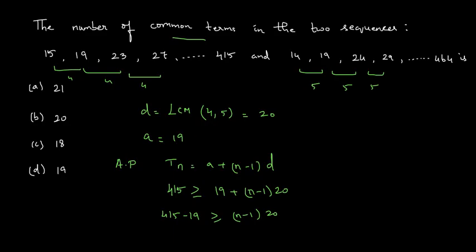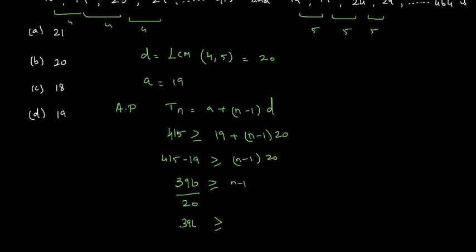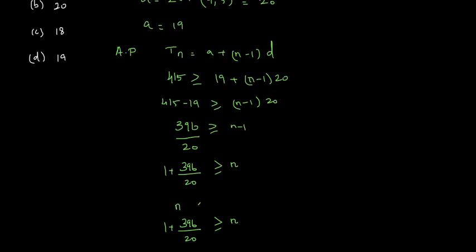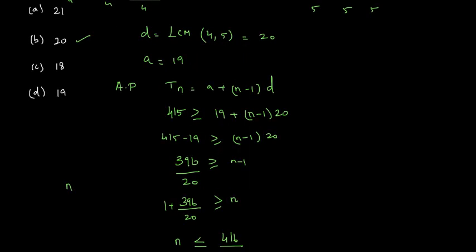Then 396 is greater than or equal to n minus 1 into 20, and we will divide it by 20. Then we can say that 396 by 20 plus 1 is greater than or equal to n. Obviously, n is less than or equal to 416 by 20. 400 is a multiple of 20, such that we got 20.8. So n is less than or equal to 20. Of course, in the options we have less than 20 and less than or equal to 20 also, but we want the number of common terms in the two sequences. So we select n is equal to 20.